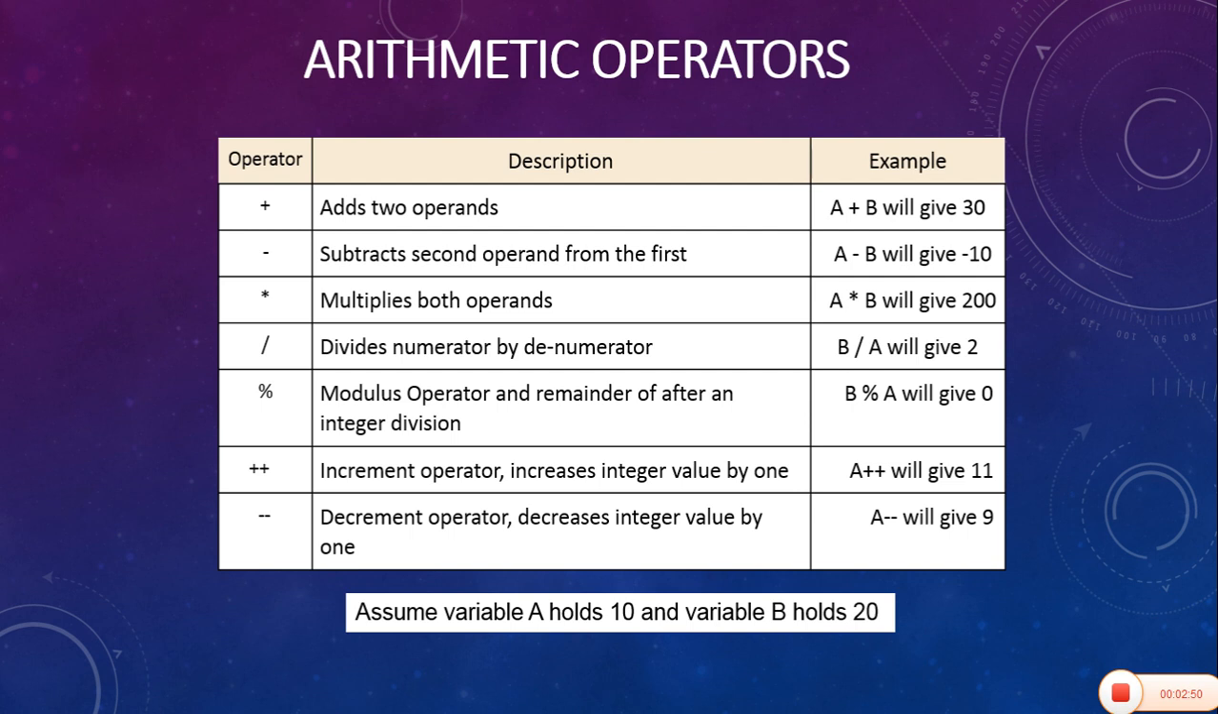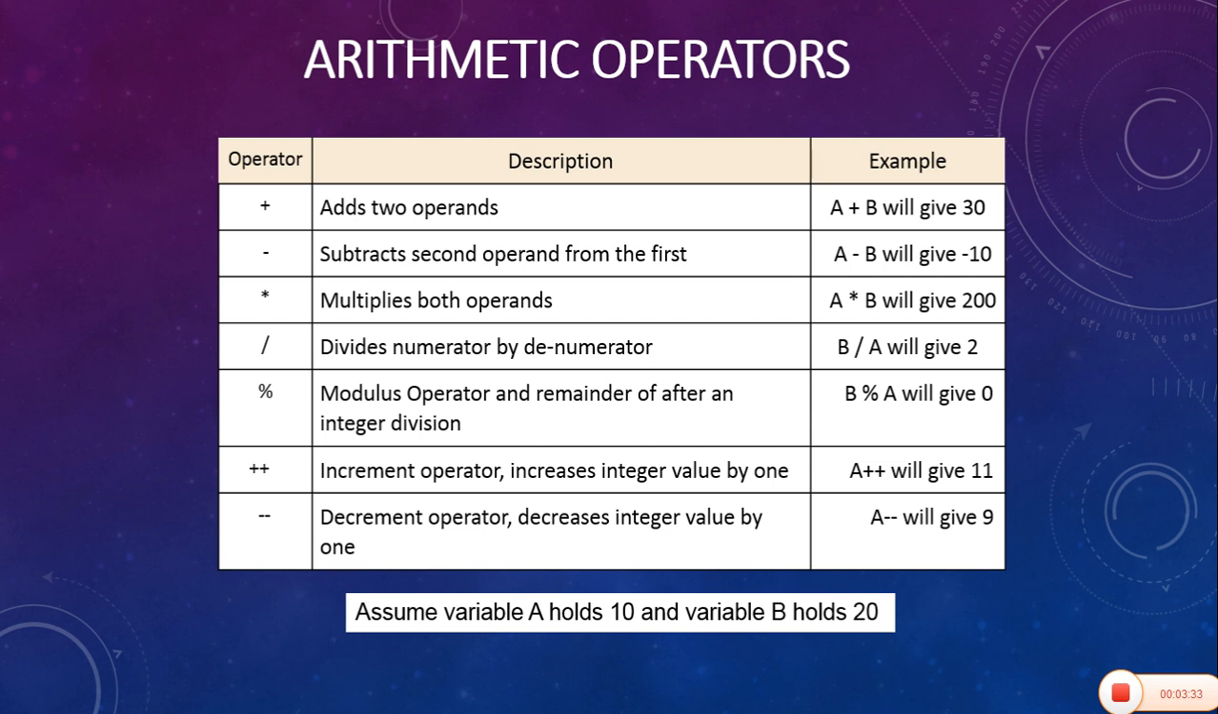The third one is for multiplication. After multiplying the two variables, we will get an answer of 200, and this output will be displayed on the screen. If these operators are used inside a C++ program, then it will give you the output on the screen. The slash sign is for division, and after dividing B by A, it will give you the answer 2.